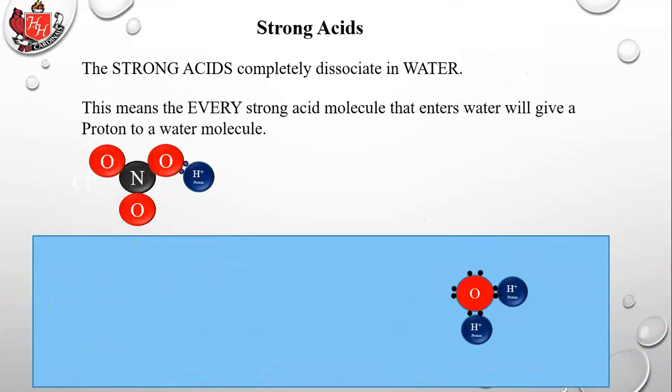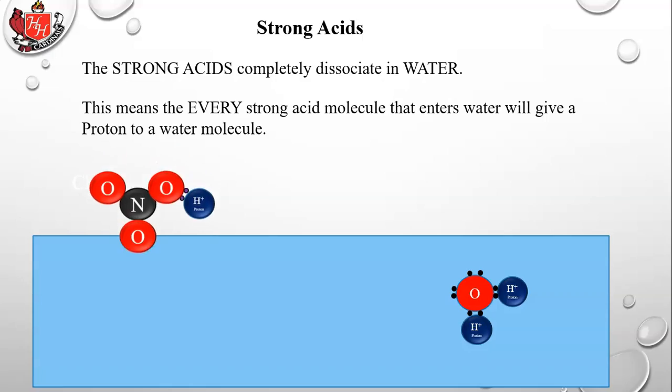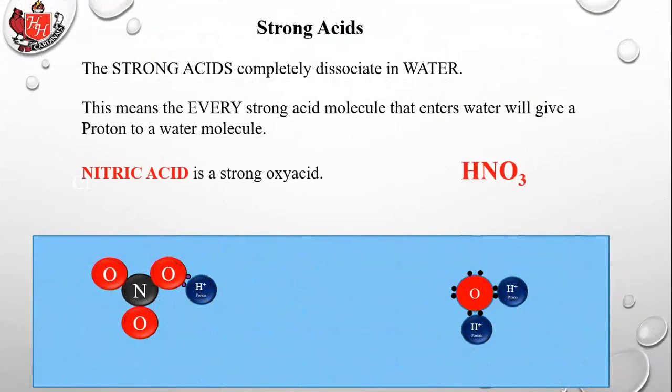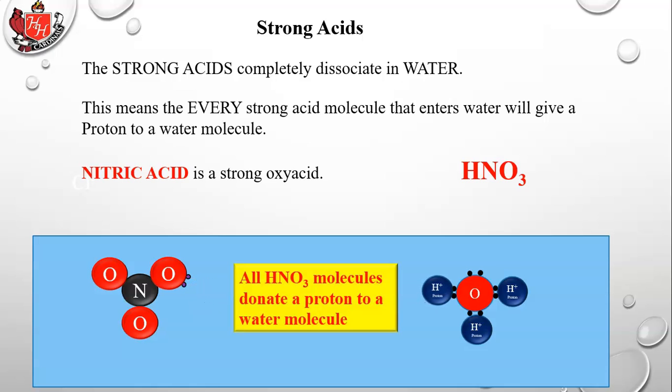This is nitric acid. It's an oxy acid. Nitric acid, HNO3, donates that proton over to the water molecule. All HNO3 molecules donate a proton to a water molecule.